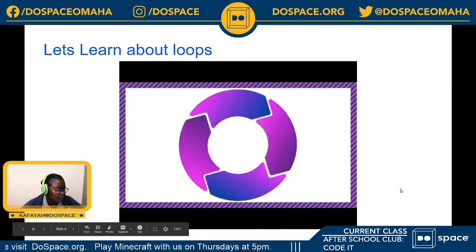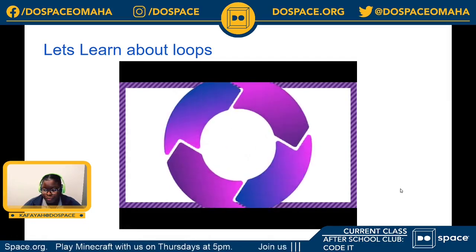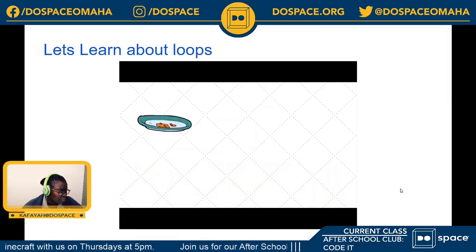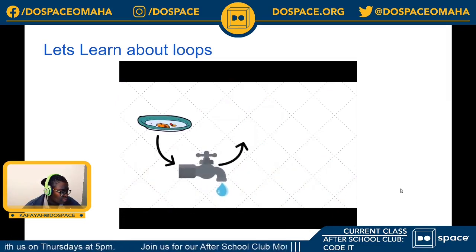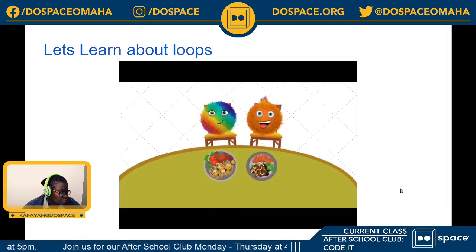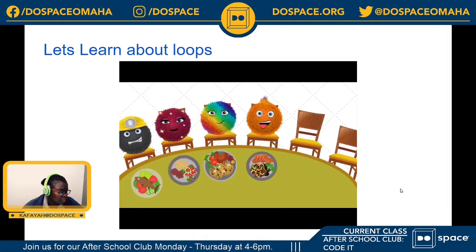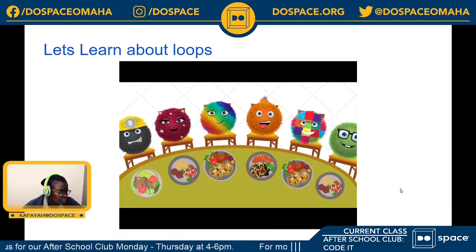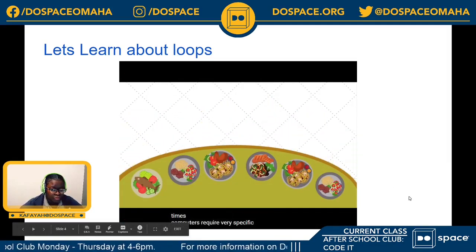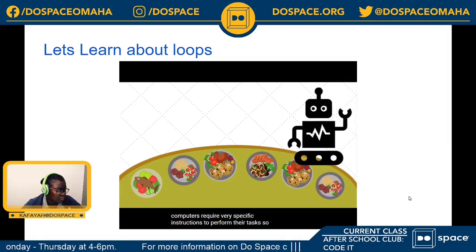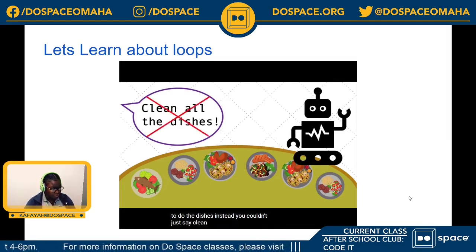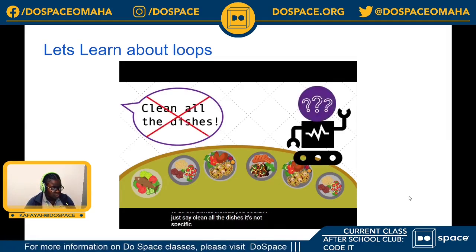Think about a task where you have to do the same thing multiple times. Let's say you have to clear the table after a family dinner. You pick up a plate, bring it to the sink, wash it off, and dry. Not too hard, right? But what if you have a big family and you need to do this for every family member's dish? Maybe this means repeating the same task 6 times. Computers require very specific instructions to perform their tasks. So if you wanted to tell your robot friend to do the dishes instead, you couldn't just say, "Clean all the dishes." It's not specific enough.